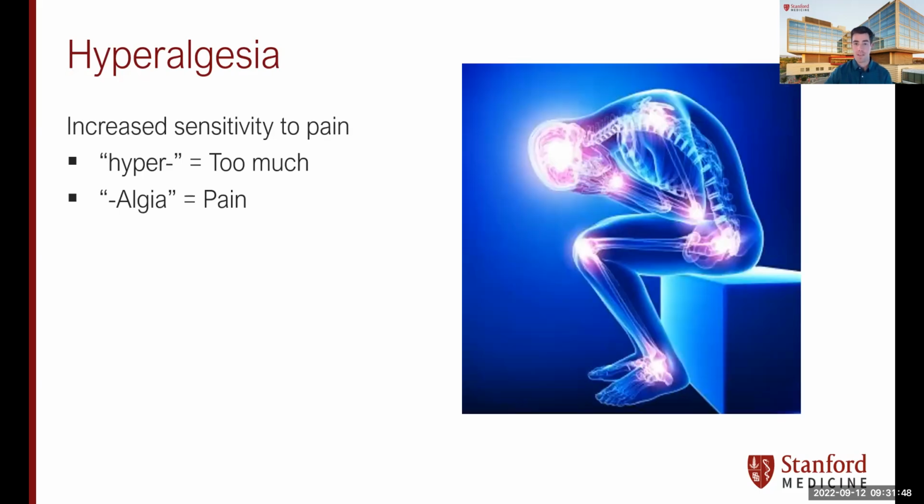So hyper is too much. Algia is pain. So hyperalgesia is increased sensitivity to pain. And so there are a number of different conditions that can cause this. And it really ends up being a condition where your brain and nervous system are overactive.